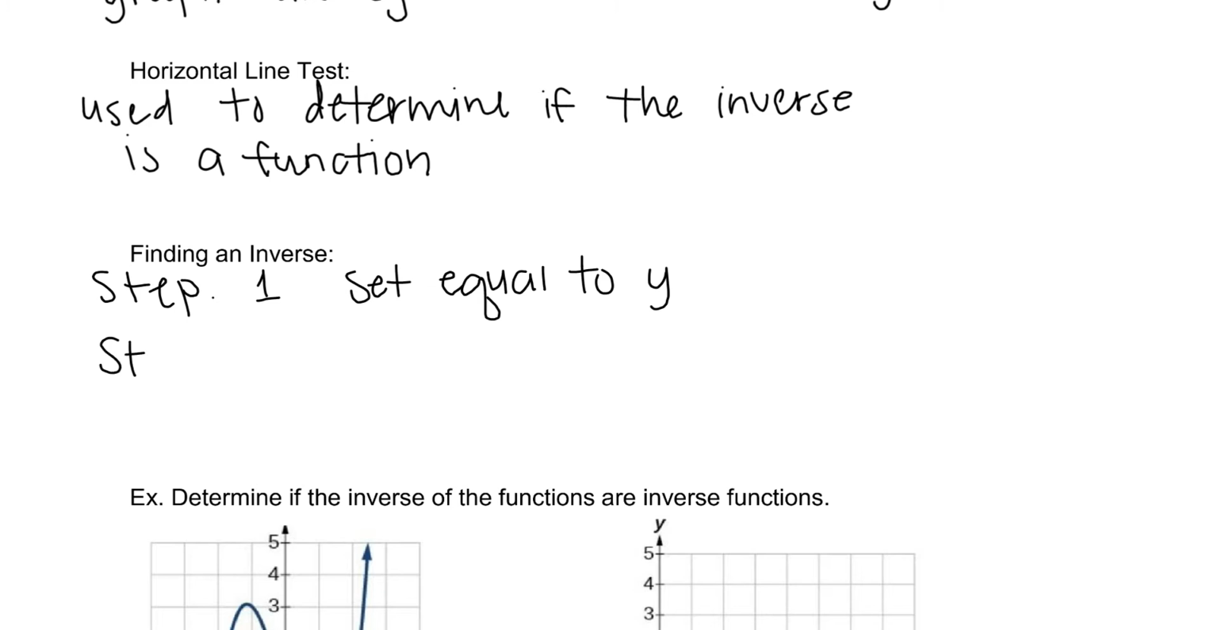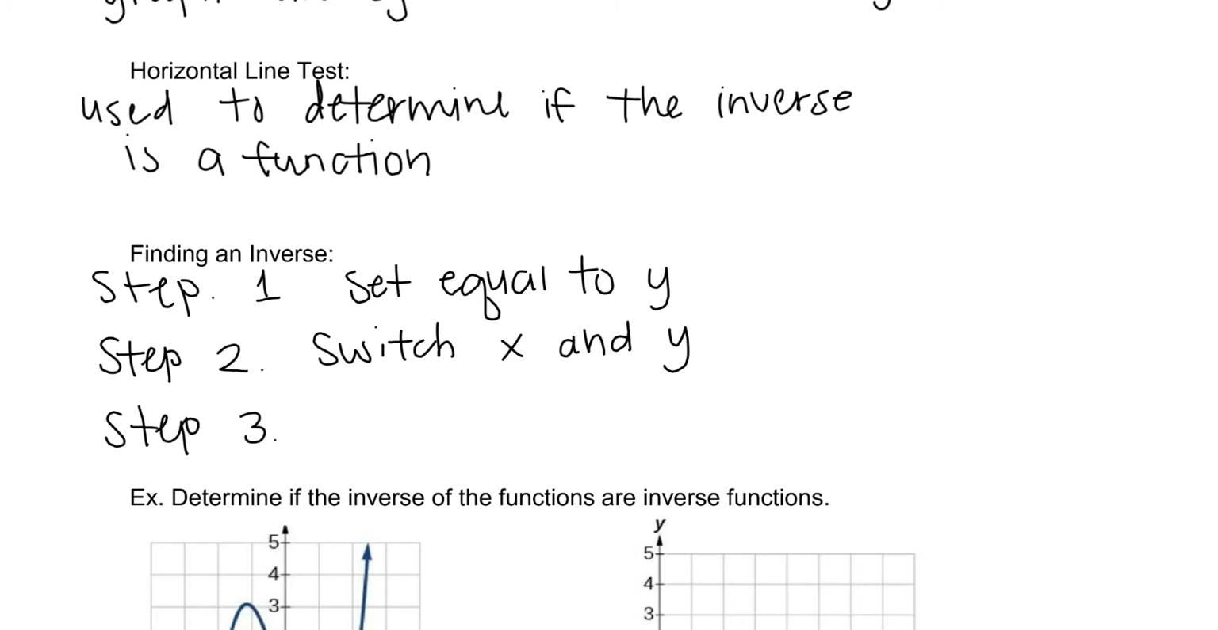with y. Our second step is to switch x and y. Since we are reversing it, we would switch x and y in order to reverse that function. And then our third step would be to resolve for y. That way we have an equation in a form we recognize. So those are the 3 steps in order to find an inverse.